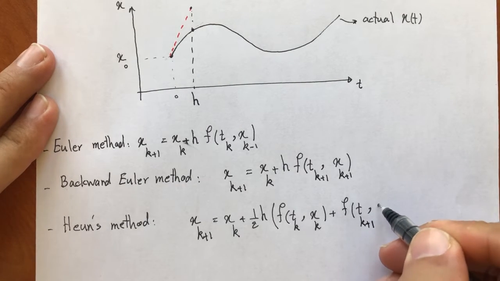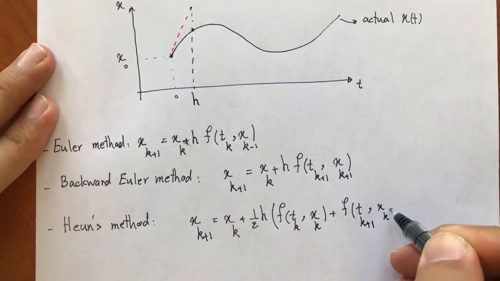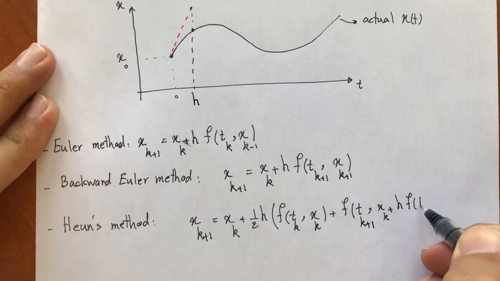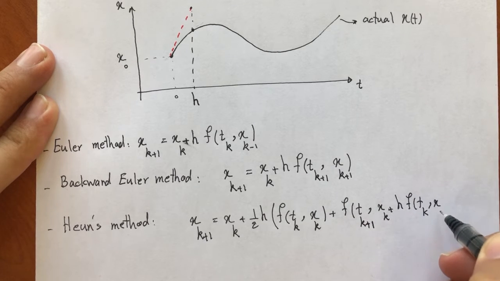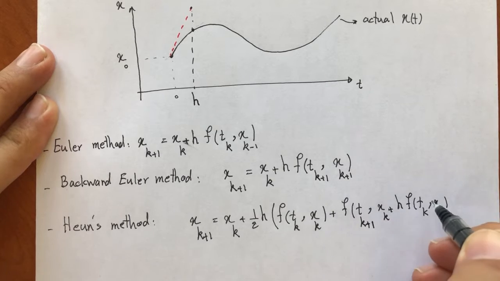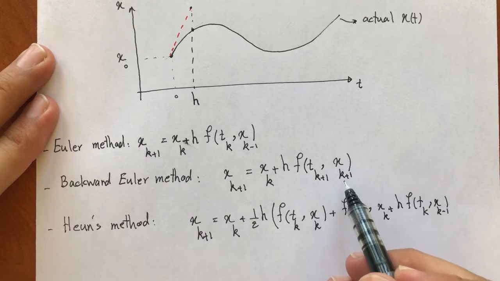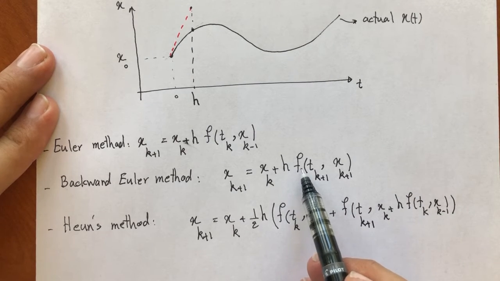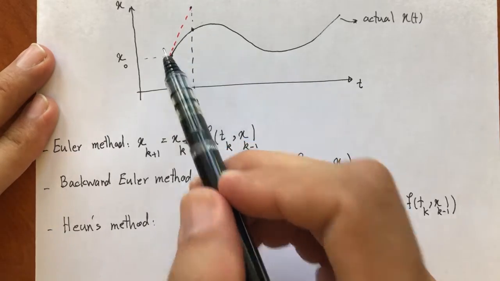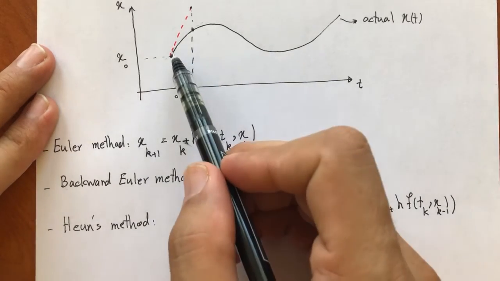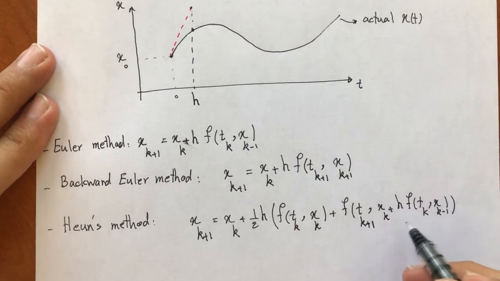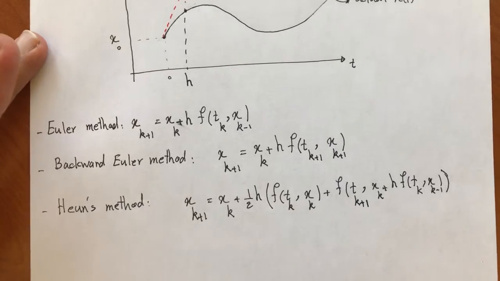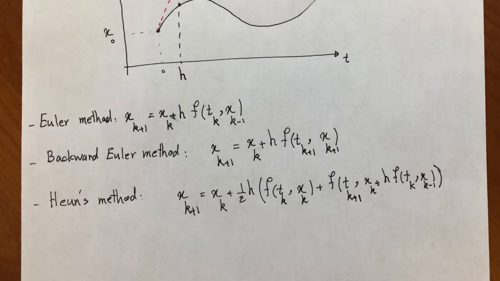So it's going to be xk plus h times f at tk and xk. So all of these together are going to be an estimation of xk plus 1. So I can put it here to find an estimation of the slope in the next iteration and average it with the slope at the current point. And then after finding the average, now I can use it in an equation which is similar to the Euler method.